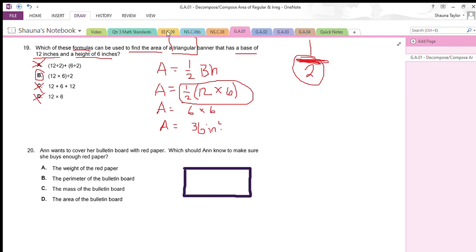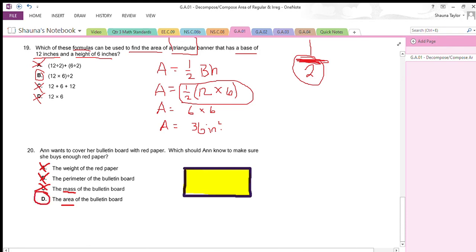So to me, that sounds like paper is being covered, right? So if you're covering this whole thing, like if you're covering the inside, that's area, right? So we're not looking at the weight of the red paper. It has nothing to do with it. We're not doing the perimeter. We're not adding up all the sides. The mass, that's science. We are not figuring out how much it weighs. So the last one is the area of the bulletin board. And there's your answer.